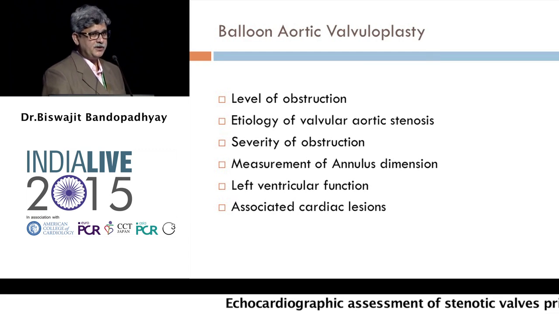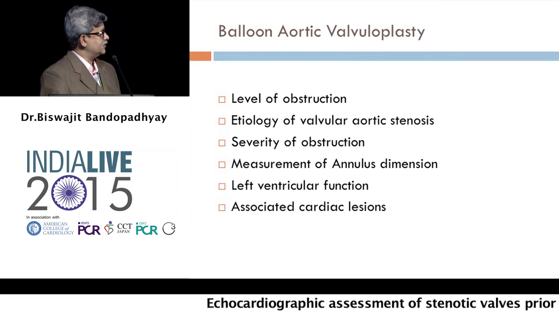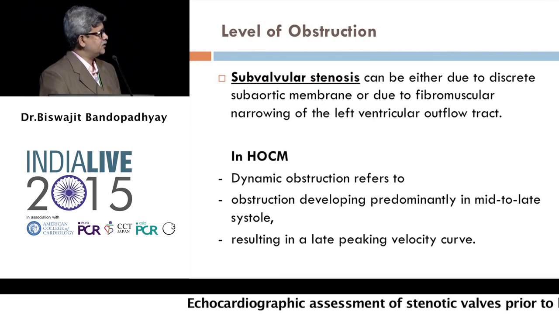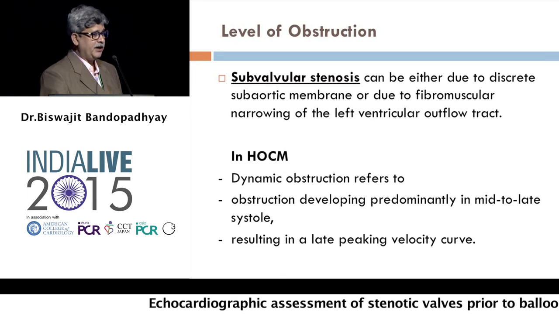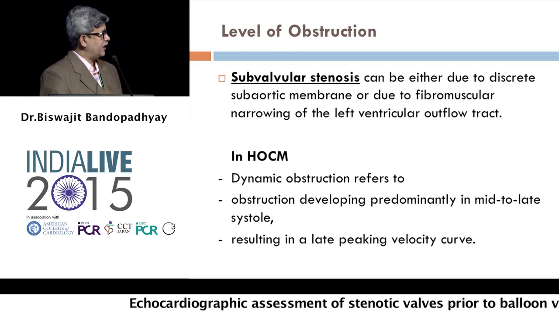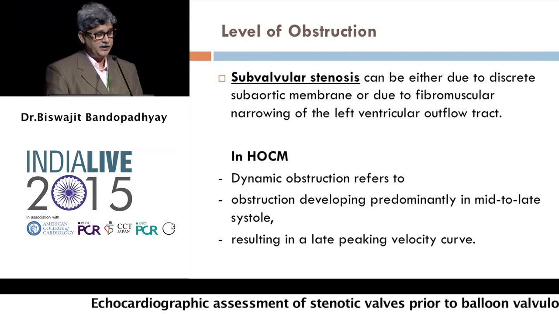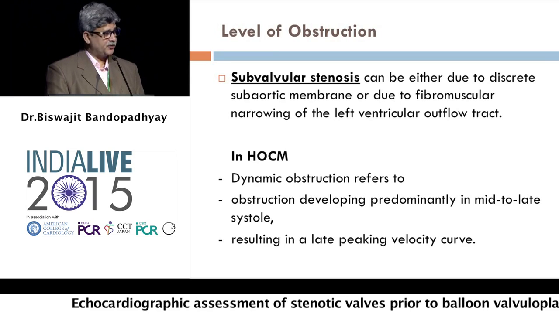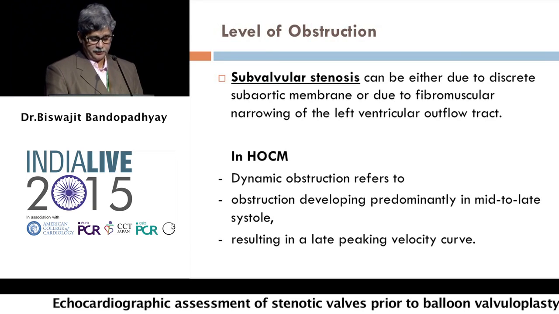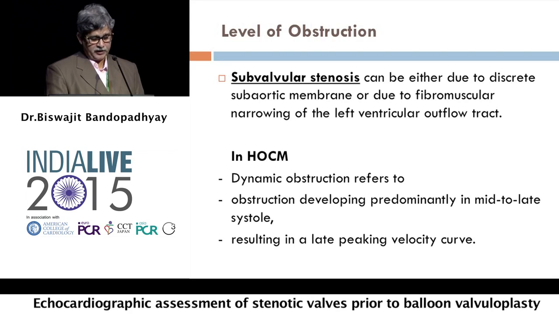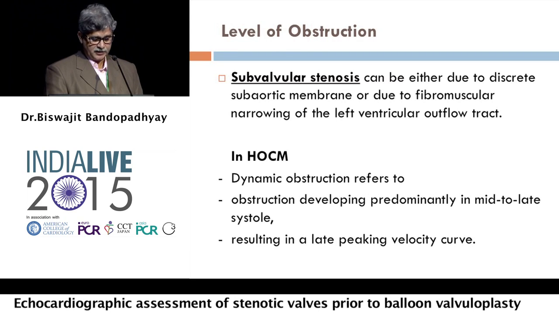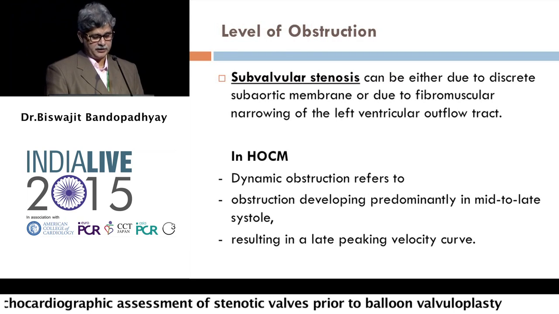Aortic stenosis can be present with several other lesions. So the level of obstruction: subvalvular stenosis can be either due to a discrete subaortic membrane or due to fibromuscular narrowing of the left ventricular outflow tract. In HOCM, the thing is slightly different. It is a dynamic obstruction and refers to the obstruction developing predominantly in the mid and late systole, which results in a late peaking velocity curve.